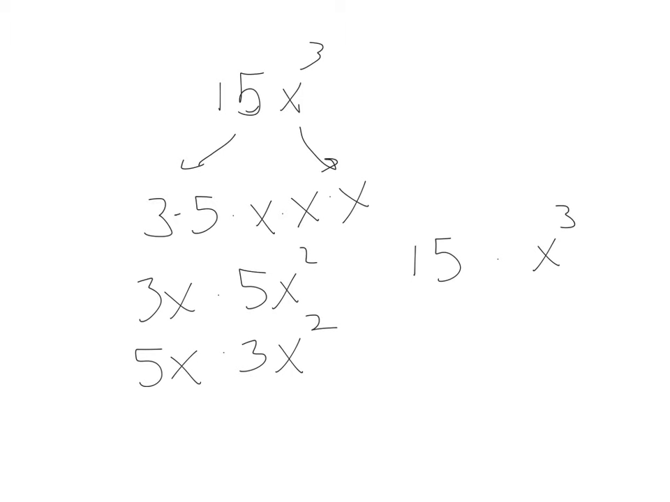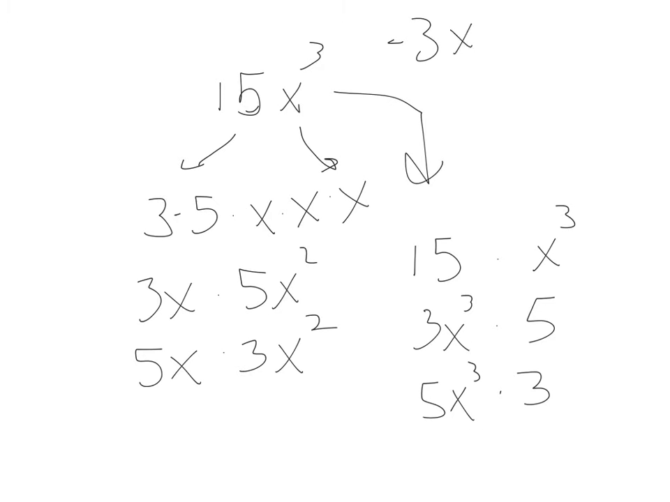We could do 3x cubed times 5. We could do 5x cubed times 3. So you get the idea, right? These are all different ways we could factor out this one expression. We could factor them into all of these pairs of factors. We could even factor it out to negatives, like negative 3x times negative 5x squared. Noticing that that multiplication still results in 15x cubed.